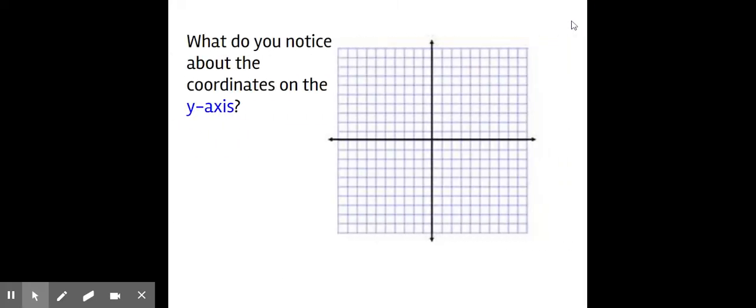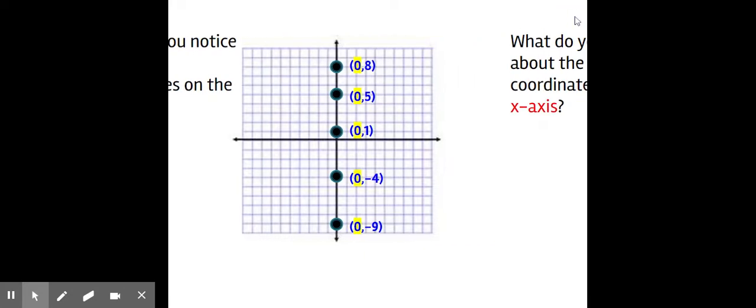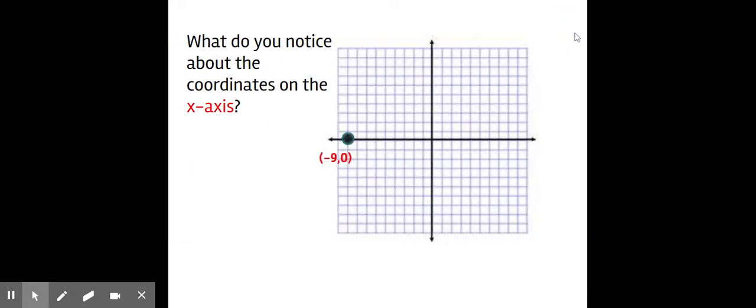Let's explore. I'm going to plot some points along the y-axis. What do you notice that all of those points have in common? If you said that the x-coordinate is always 0, you're right. Anytime you have a point along the y-axis, the x-coordinate is always 0, and the y-coordinate tells us the location of the point. Let's take a look at some points along the x-axis. As I'm plotting them, do you notice anything that they all have in common? Yeah, if you said that the y-coordinate is always 0, you're right. Anytime you have a point along the x-axis, the y-coordinate is always 0, and the x-coordinate tells us the location of the point.